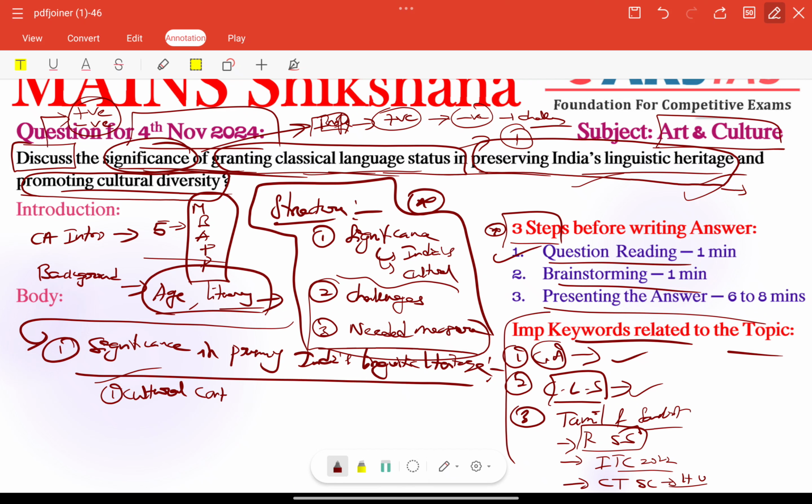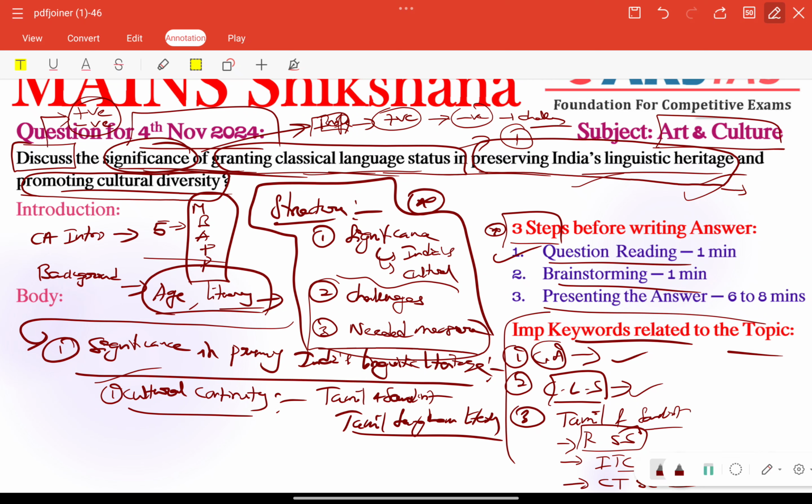Next, here we need to address cultural continuity. Based on this, granting classical language status will bring about cultural continuity. Classical languages, whatever we have, Tamil or Sanskrit, embody India's rich literary and philosophical traditions. For example, recent efforts to document ancient texts like Tamil Sangam literature, we can give these types of examples here, which aim to make this knowledge accessible for future generations.